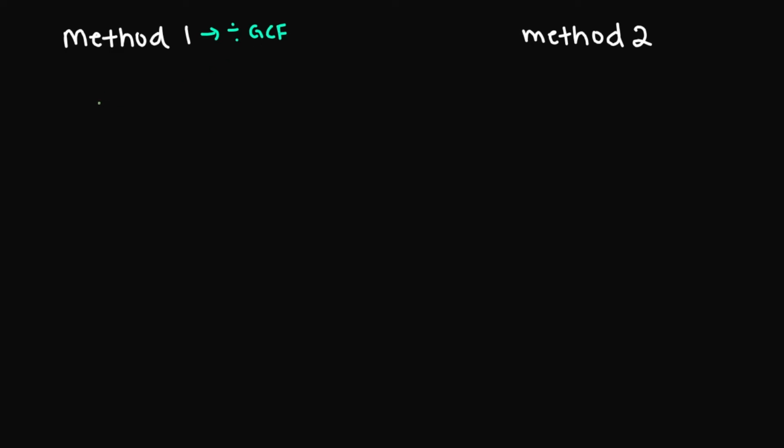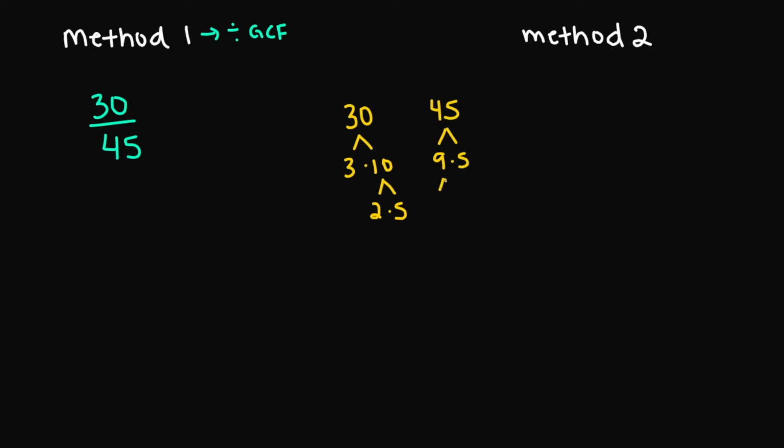So for an example, if we had the fraction 30 over 45, and I needed to simplify this in simplest form, we're going to do a factor tree for both 30 and 45. 30, I can factor down to 3 times 10, and then my 10, I can factor down to 2 times 5. 45, I can factor into 9 times 5, and my 9, I can factor into 3 times 3.